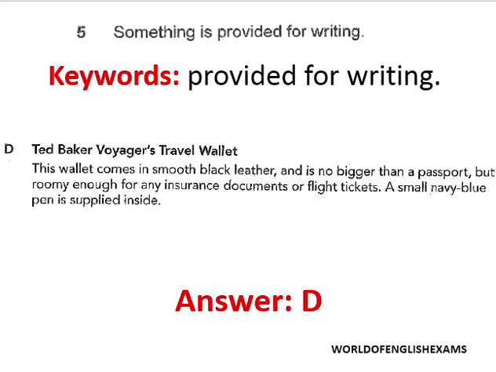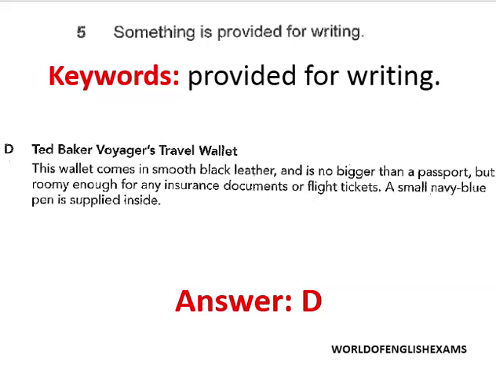So the fifth statement says something is provided for writing. So something is provided for writing means some equipment or something with which we can write is provided. Of course it may be a pen or a pencil or something of that sort. So here the keyword is provided for writing.